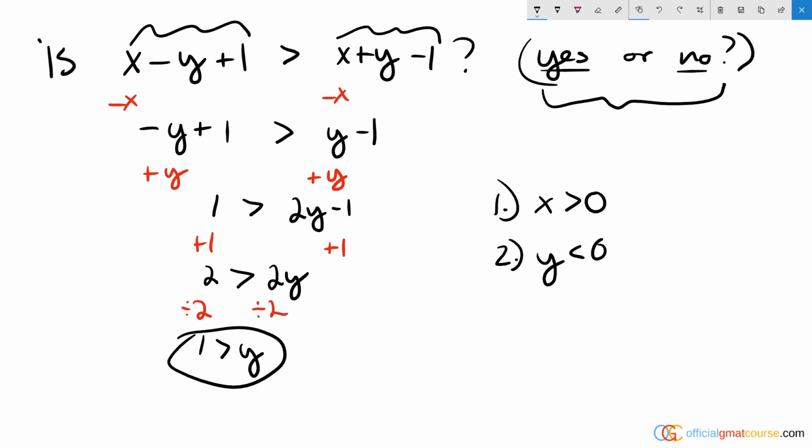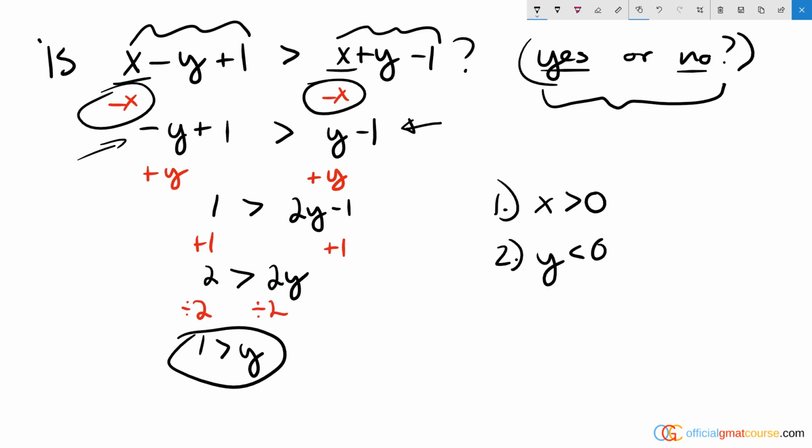So looking at this question, we see that as I consolidate the formula, I subtract x from both sides because both sides have positive x, meaning it's not helping either side to be larger than its partner side. Both sides are getting the benefit of positive x. Next, I have negative y plus 1, is this greater than y minus 1?